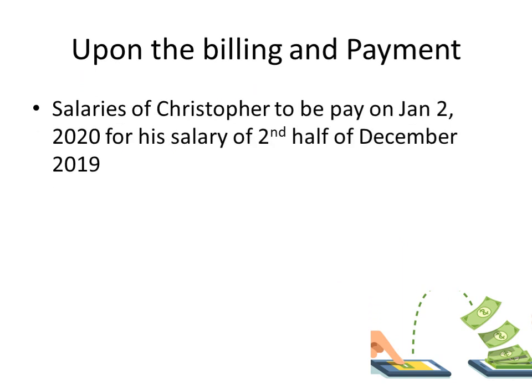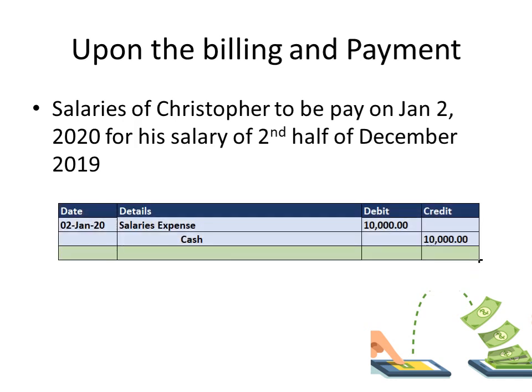Upon billing and payment, for example, on January 2, salaries of Christopher are to be paid on January 2, 2020, for his salaries of the second half of 2019. So our entry would now be, with the reversing entry, debit salaries expense 10,000 and then credit cash 10,000. Because as I told you before, we should do the normal entries that we do for salaries expense if it has already been reversed in the current year. But if there is no reversing entry, the entry would be debit salaries payable and then credit cash.